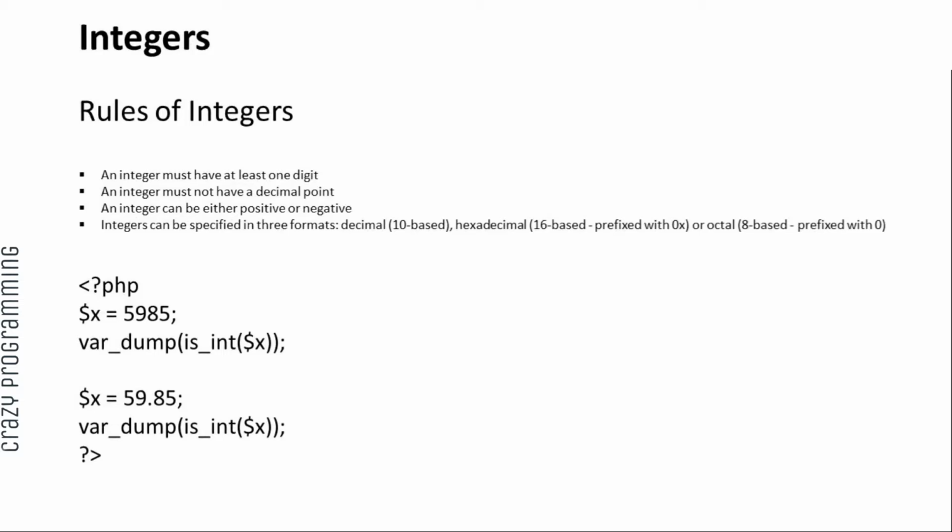And like that we are using the second example, that is x equals to 59.85, and again var_dump is_int, and we are going to see it in a practical way in the next video.